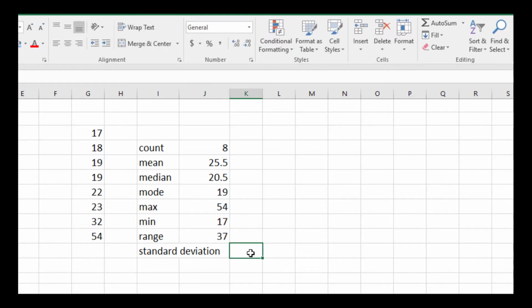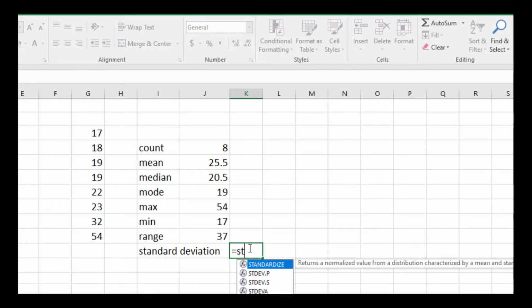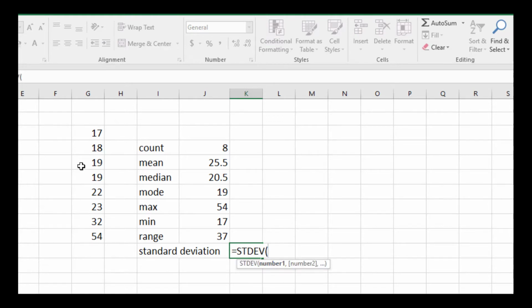Now the standard deviation is, I'm going to say, equals STDEV right there of this data set. So the standard deviation is 12.46. So it might not be that much easier to do it with Excel, but when you have a data set of hundreds, it's certainly a lot easier. And the other thing, this standard deviation would have been a bear to calculate with these numbers.